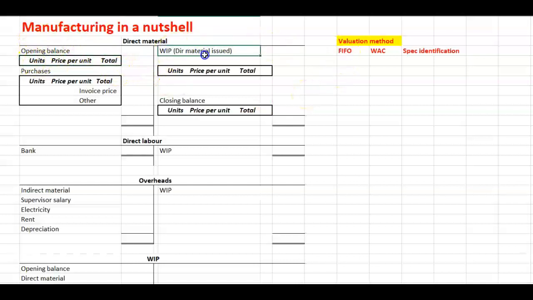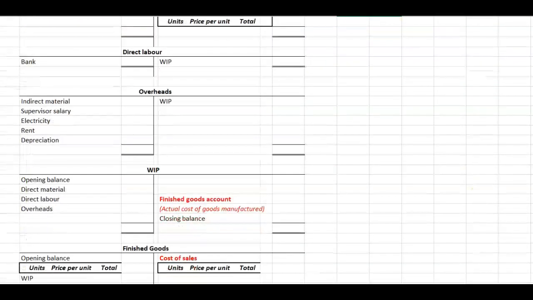Because when we work out the cost of raw material issued into the production process, and when we work out the closing balance of raw material still on hand at the end of the year, I need things like units and prices, and depending on what valuation method I'm going to use, that is going to determine the value of the direct material issued into the production process and the closing balance. Now, why is that important? Well, the cost of direct material issued into the production process is going to form part of the cost of goods manufactured in the current financial period.